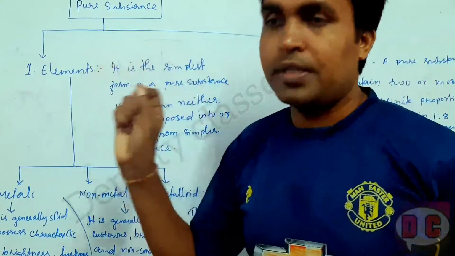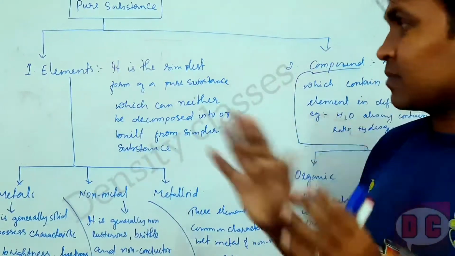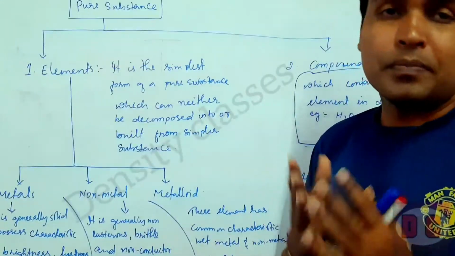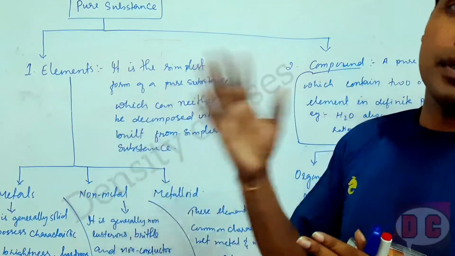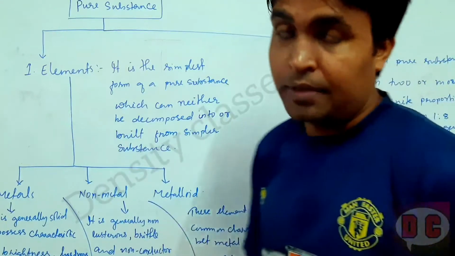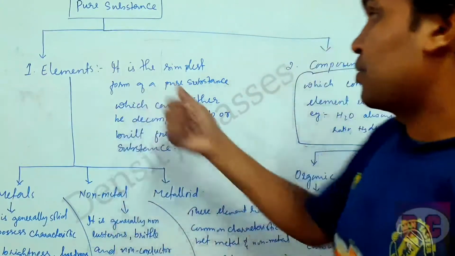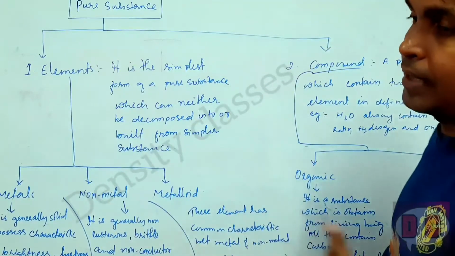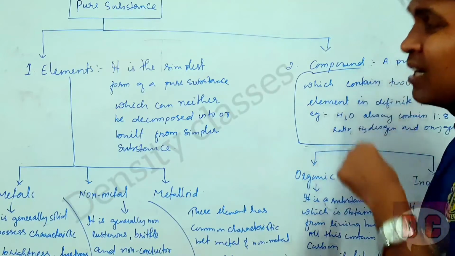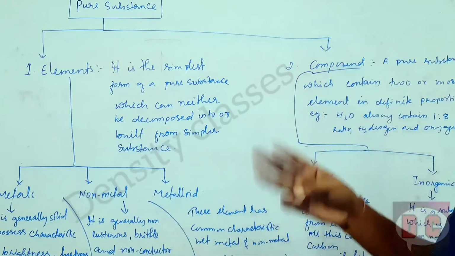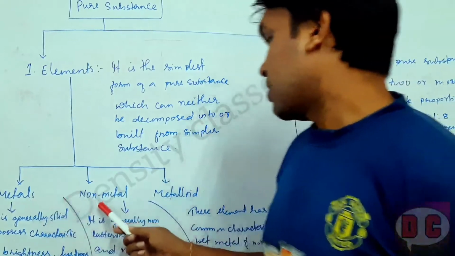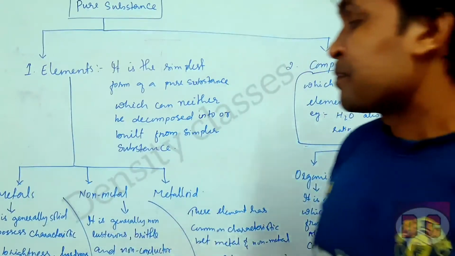So it is the smallest form of a pure substance. We cannot break it down further, we cannot reduce it, and neither can we build it by ourselves under ordinary conditions. That is what is called an element. Now, elements are classified into three types: one is metal, another is non-metal, and then metalloids.